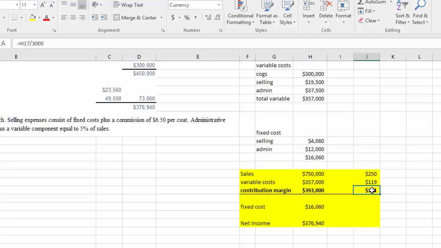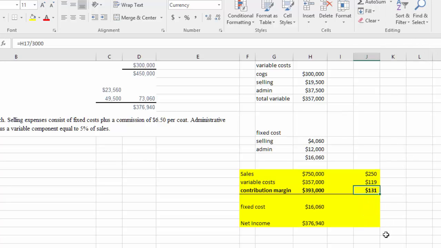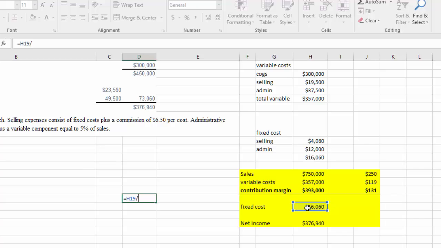Say we want to do a break-even point. So the break-even point is that we have our contribution margin, 131, and our fixed cost is $16,060, and we can easily come up with a break-even point, which is simply the fixed cost divided by our 131. So we have a break-even point of about 123 units.